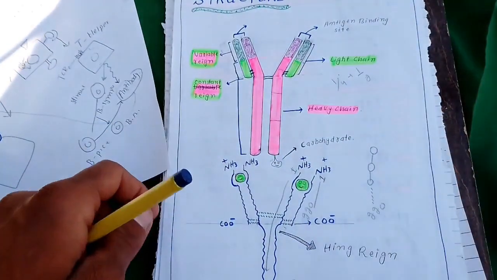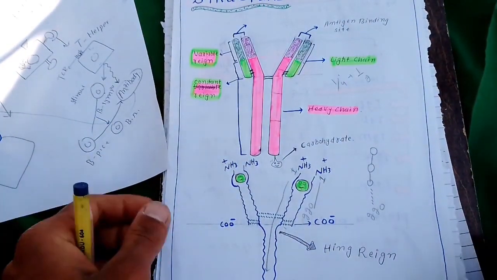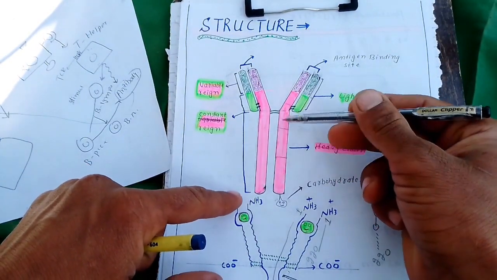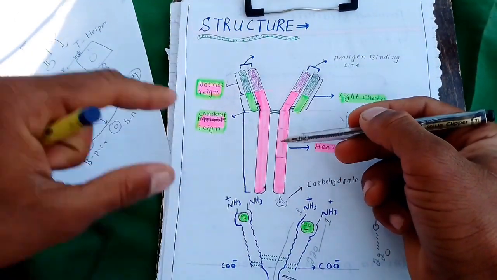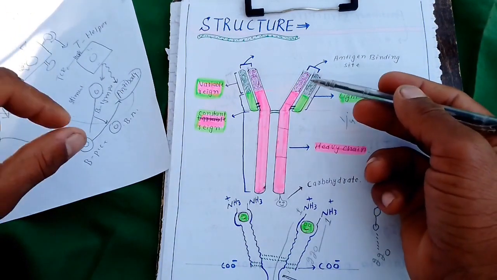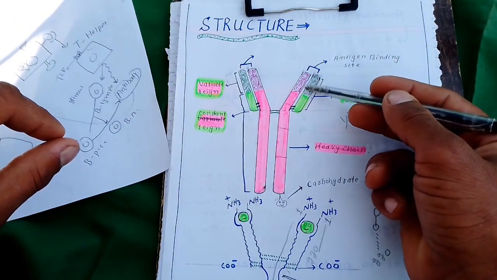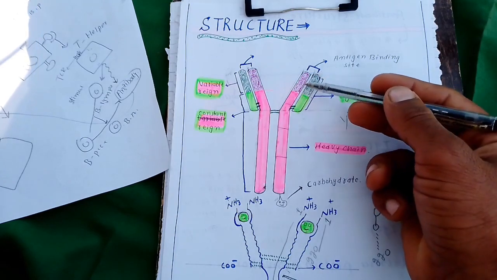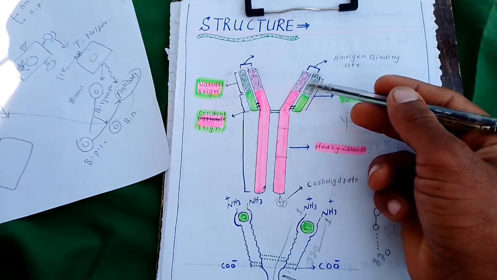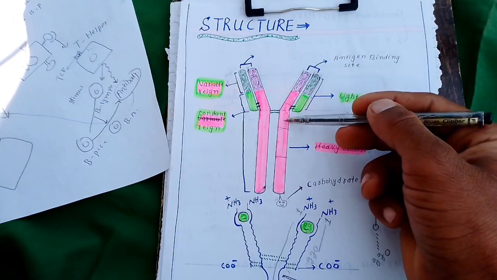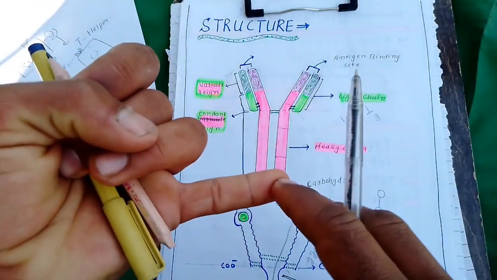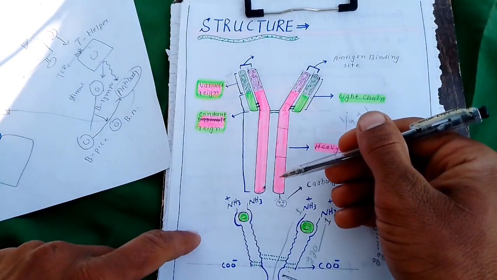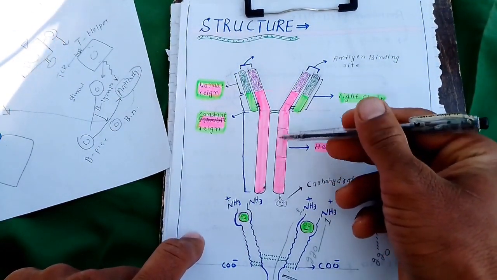But this region is called the constant region. What is meant by constant region? In this region, the number of amino acids is always constant. The sequence and placement of amino acids is different in different antibodies, but in all antibodies this region has the same number of amino acids. Therefore this region is called the constant region.